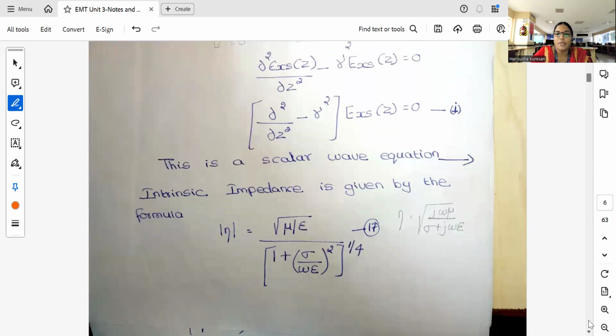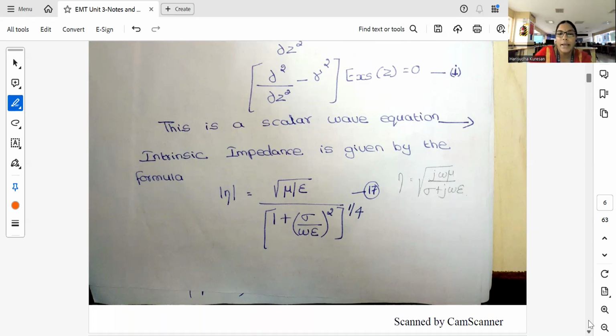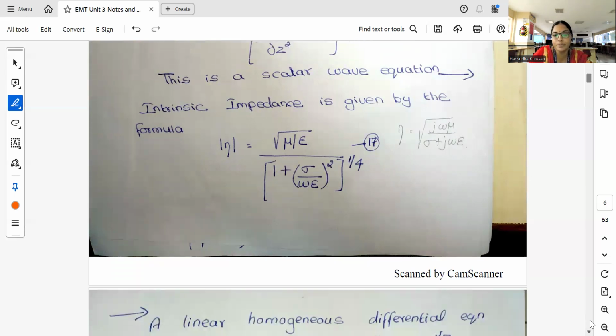Now we'll try to find the intrinsic impedance for the lossy dielectric. So far we are seeing the derivation for the lossy dielectric only, hope you remember. The basic formula is η = square root of jωμ divided by (σ + jωε). So η for the lossy dielectric will be square root of μ/ε divided by [1 + (σ/ωε)²] to the power of 1/4.